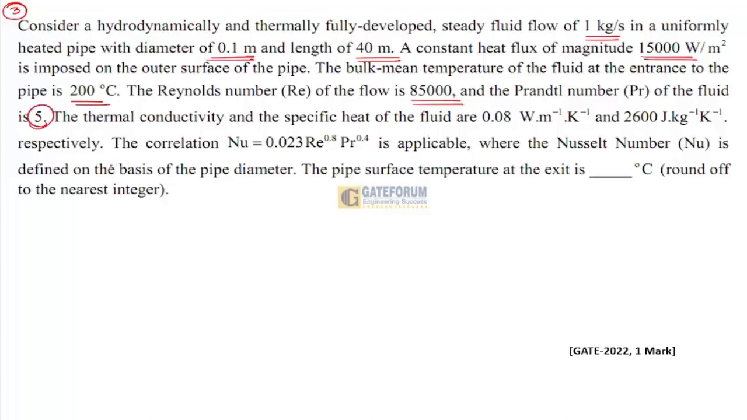Reynolds number is 85,000 and Prandtl number of the fluid is 5. Thermal conductivity and the specific heat of the fluid are 0.08 watt per meter Kelvin and 2600 joule per kg Kelvin. The correlation Nu is equal to 0.023 Re to the power 0.8 Pr to the power 0.4 is applicable, where the Nusselt number is defined on the basis of pipe diameter. The pipe surface temperature at the exit is dash degrees centigrade.